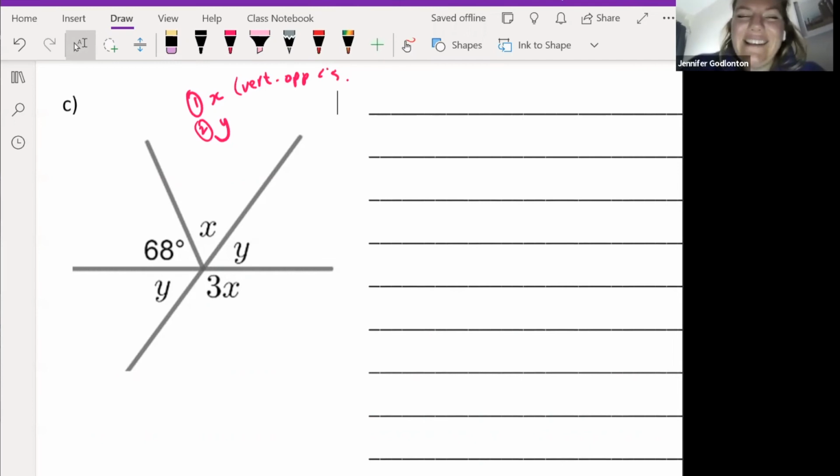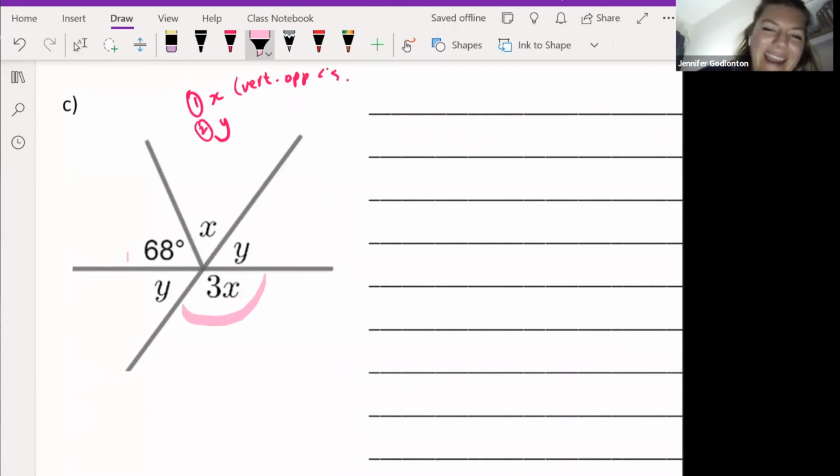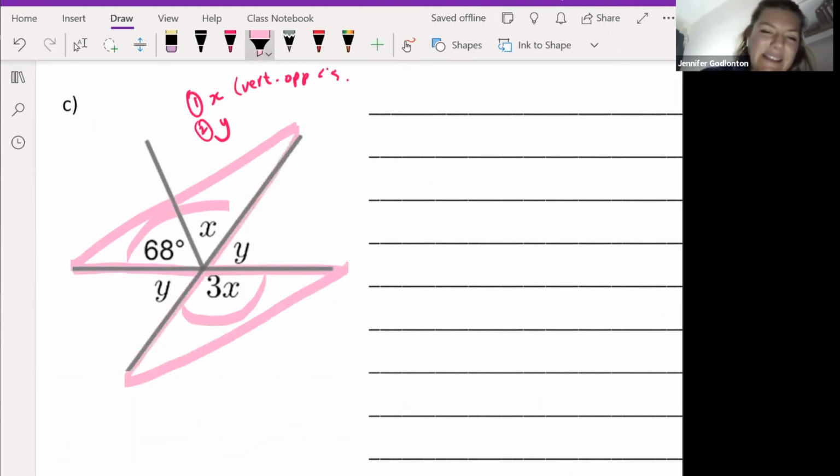Can I try and answer? What did you say is equal to what? I think 3x equals 68 plus x. Yes, there we go. So this is the one straight line, and this is the other straight line. So there's my bow tie, which means that 68 plus x definitely equals 3x.